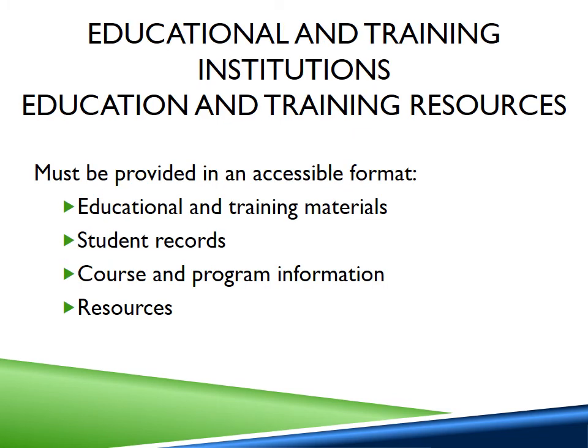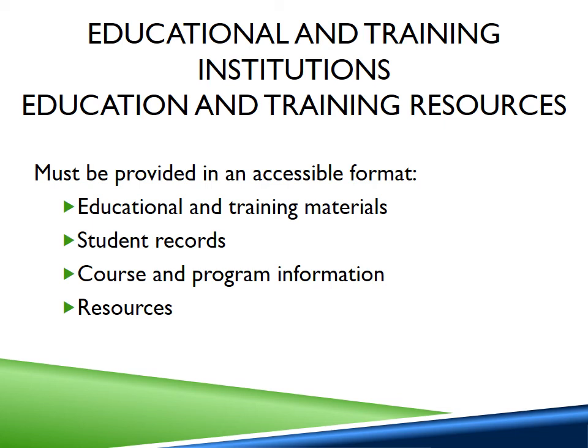The first responsibility for educational and training institutions is the requirement to provide accessible education and training resources. These organizations are required to provide needed resources in an accessible format that takes into account the needs of the person with a disability. In addition, these organizations must also provide student records and information on program requirements, availability, and descriptions in an accessible format.